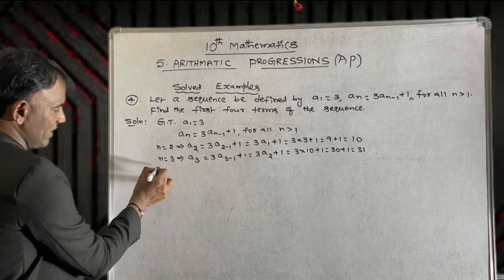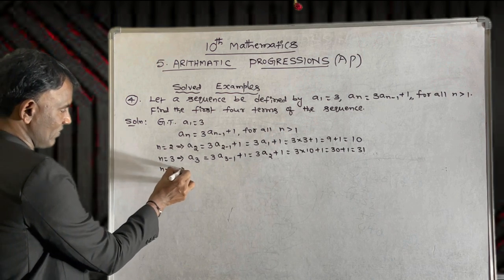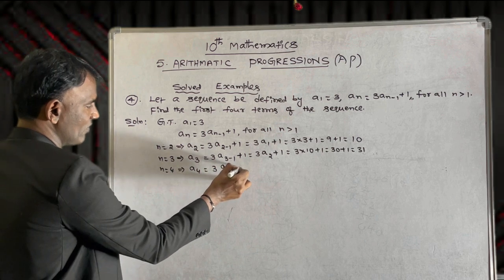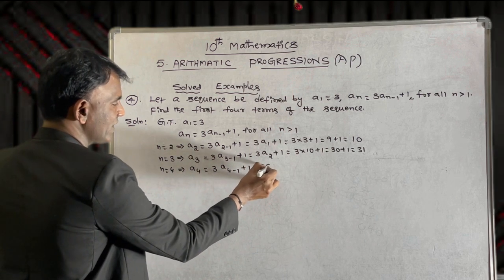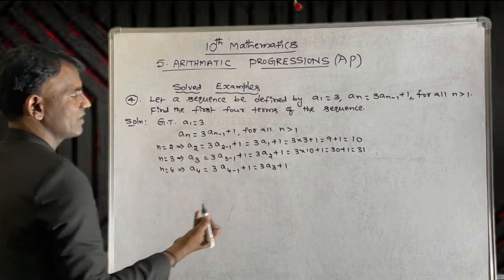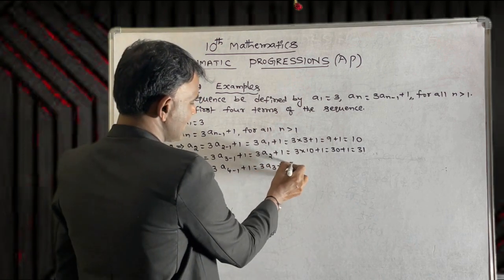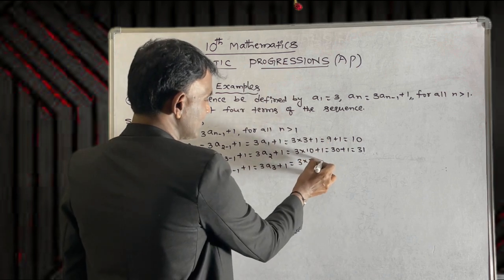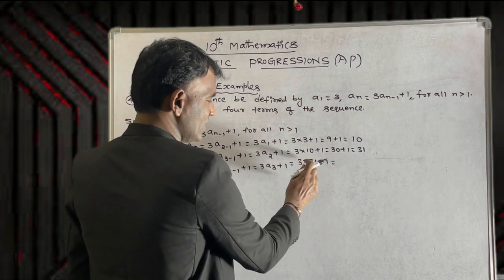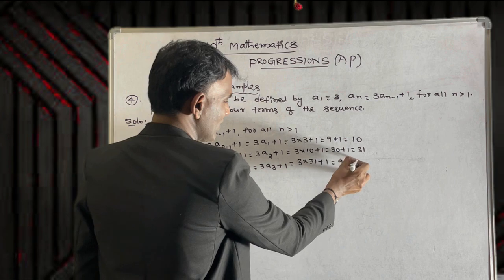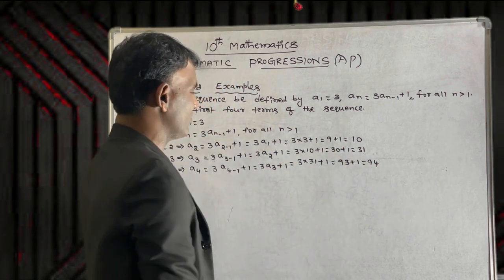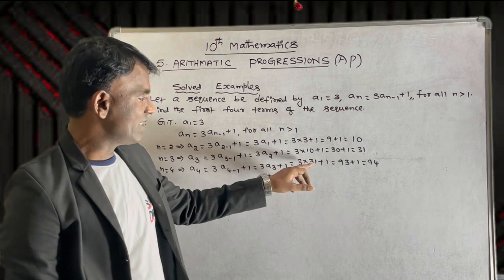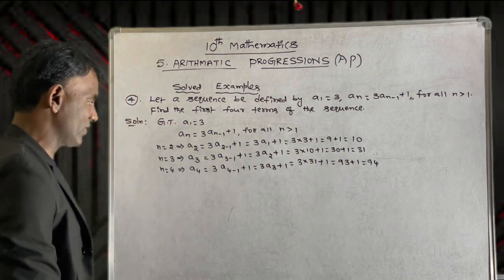And we want one more term. For that substitute n equal to 4. So a4 equals 3 into a_(4-1) plus 1, so 3 into a3 plus 1. What's the value of a3? That is 31, then plus 1. So 3 into 31 means 93, plus 1. 3 into 30 is 90, 3 into 1 is 3, 90 plus 3 is 93, plus 1 equal to 94.